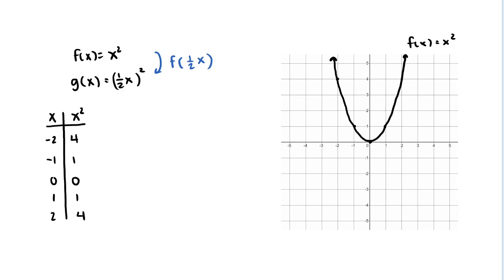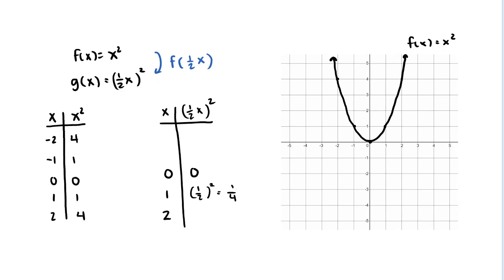So let's again explore this example by making a table. Here, this is a table for f of 1/2 x, so this is 1/2 x squared. Well, if I plug in 0 into this function, 0 times 1/2 is 0, and then squaring that is still 0. If I plug in 1, we're going to get 1 times 1/2 squared. That's going to be 1/4. If I plug in 2, 1/2 times 2 is 1 squared. That's just 1.